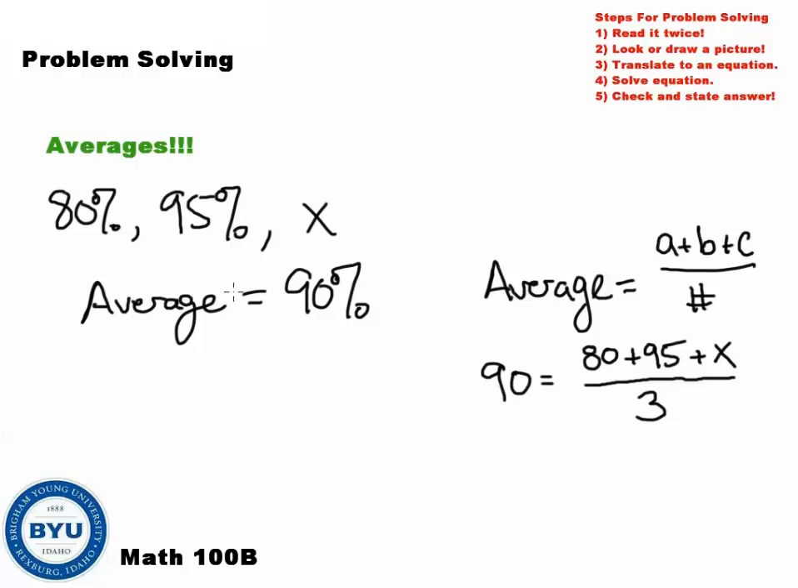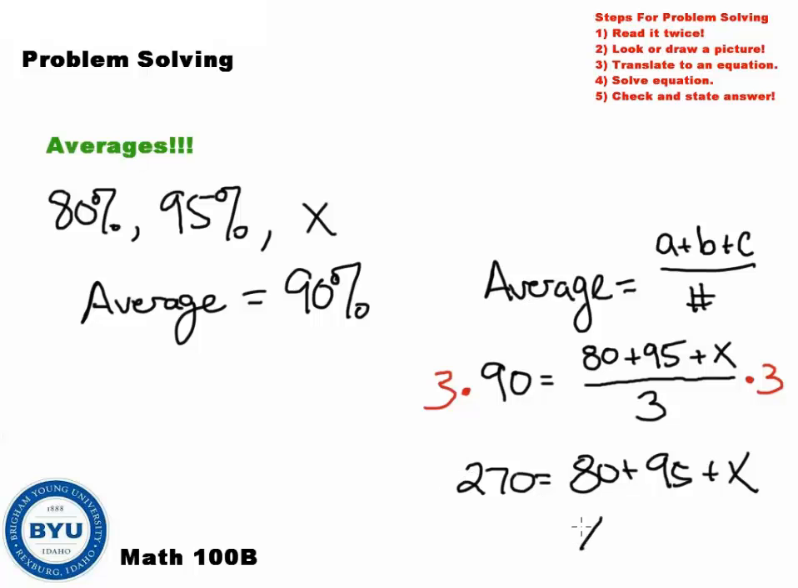To solve, you simply would undo the division. Notice we have a divide by 3. To undo divide by 3, we would multiply both sides by 3. When doing that, we get 270 equals 80 plus 95 plus x. We then can minus the 80 over and minus the 95 over. When we do 270 minus 80 minus 95, we find out that the total you got to get on this third test, if you want an average of a 90, is a 95%. And that's how you do an average problem.